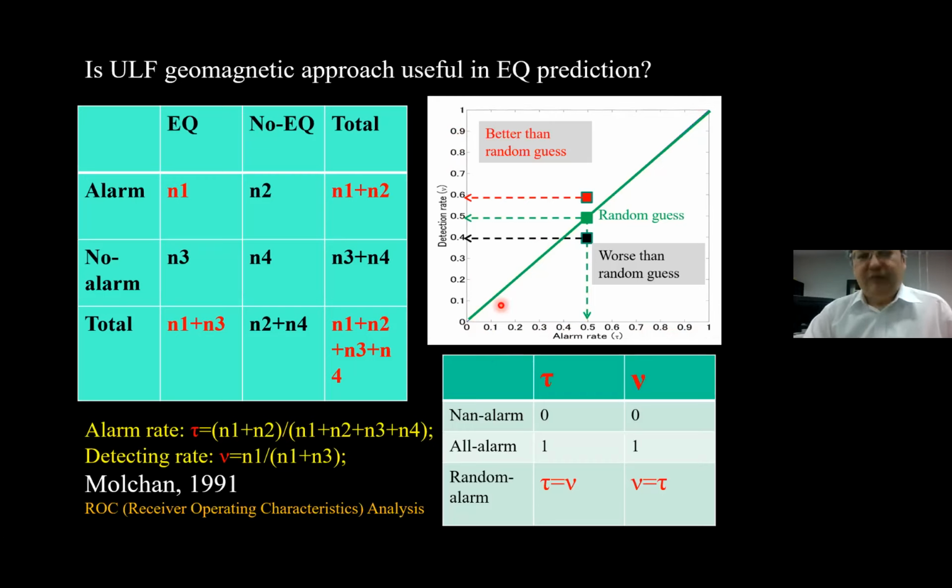To simplify, in the ROC analysis, if the trace is above this green line, like this way, this is better than random guess. It means there is precursor information. If below, like this, there is no precursor information included. Very easy to understand like this.